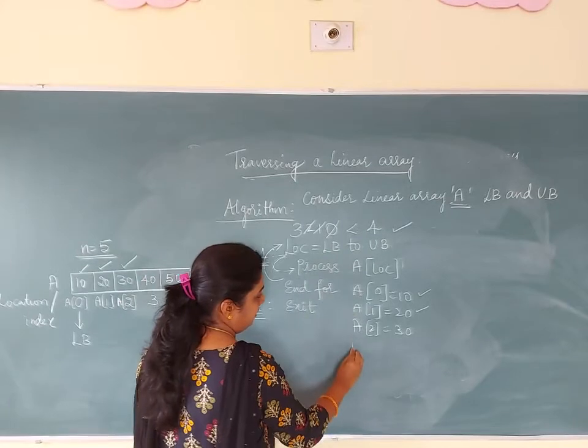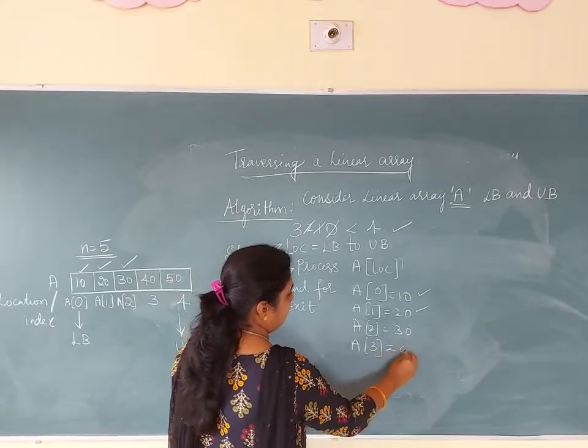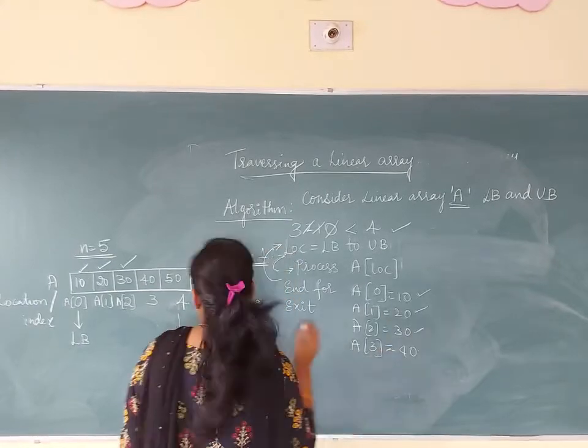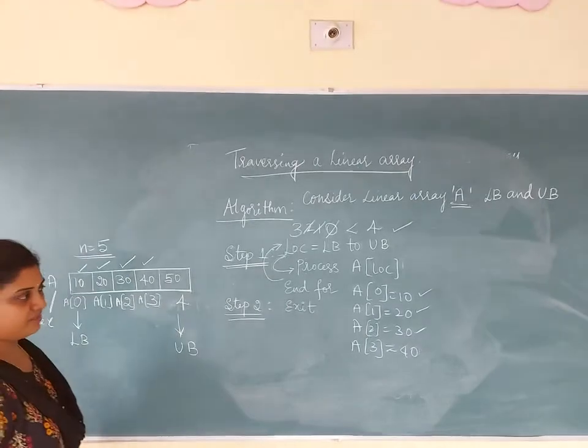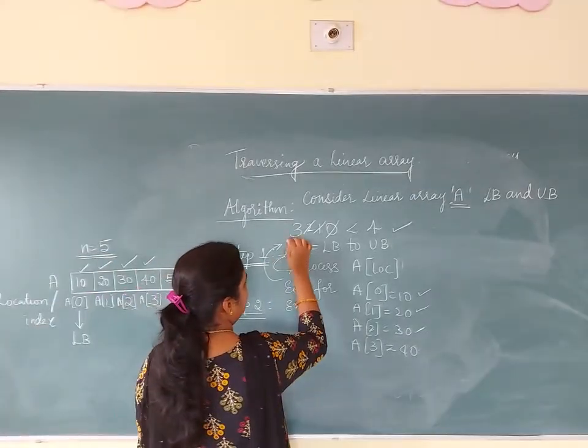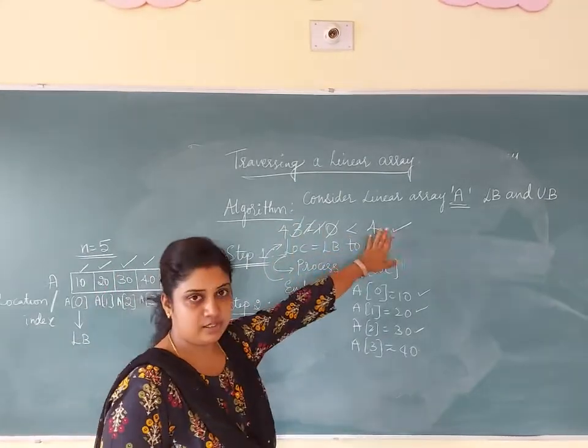It will come here. A of 3. In A of 3, which element am I having? 40. See here, in A of 3, I am having this element. This will be accessed one time. Again, it will come here. 3 will be incremented to 4. 4 is not less than 4.